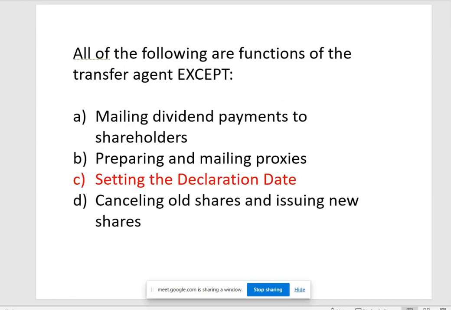Who sets the declaration date? Can you tell me? BOD, you got it, the board of directors. Exactly. Yes, the board of directors sets the declaration date. The transfer agent is there to keep track of who the shareholders are, and that includes the mailing. Yes, mailing out dividend checks, mailing out annual reports.